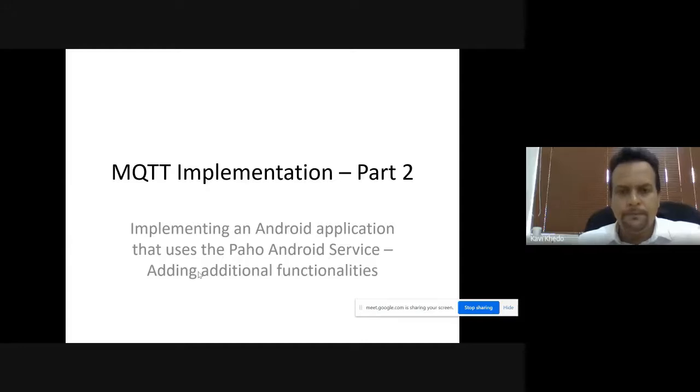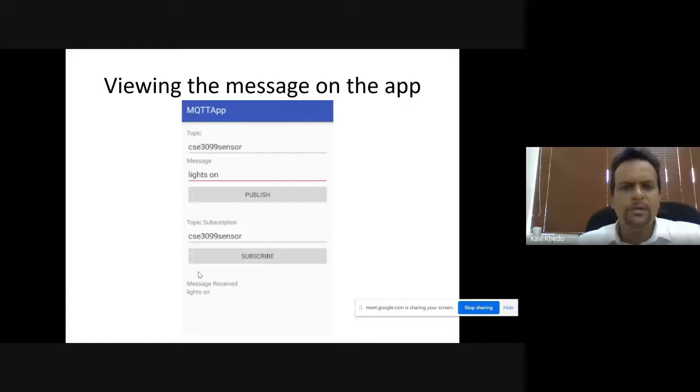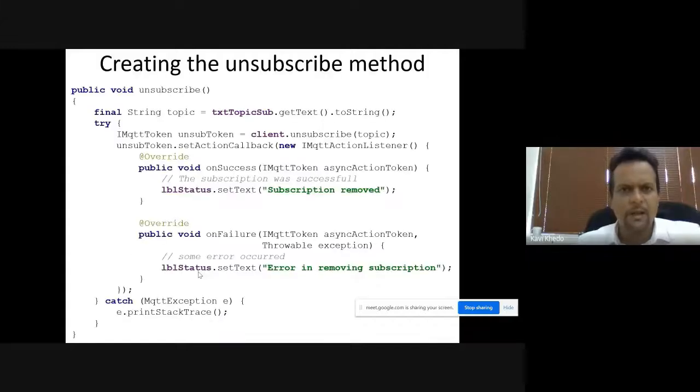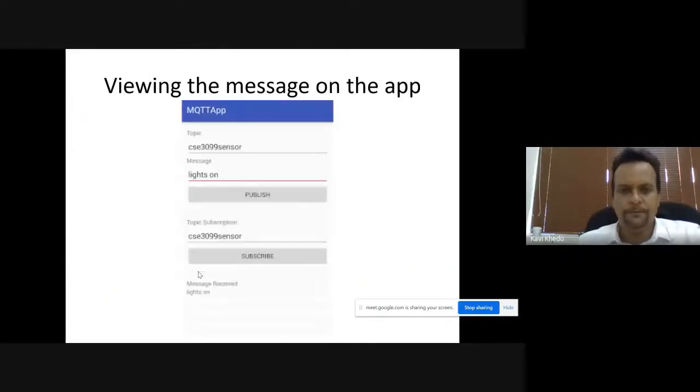Now, what do we want to do? Let's see part two: implementing an Android application that uses the service. Adding additional functionalities. There's nothing much here in part two. We are just adding a few additional things to the same project. If you are able to do this, it should be okay. Let's check. If you want to unsubscribe, recall here we can only publish and subscribe. But recall from last week, I should be able also to unsubscribe.